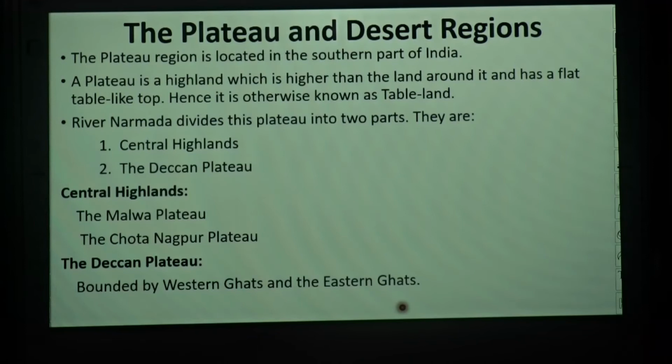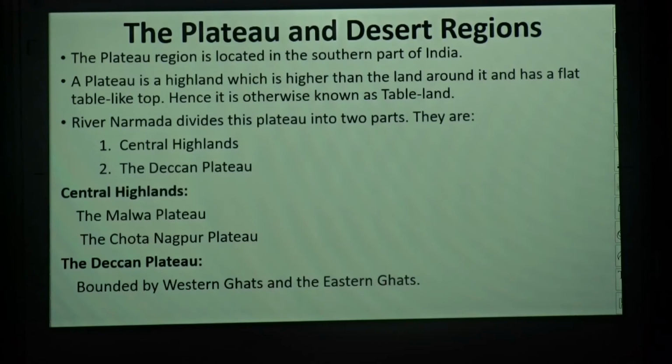So I hope you would have received a video in which I have taught each and everything from this lesson. So the plateau region is divided into two: the Central Highlands and the Deccan Plateau. The Central Highlands consists of the Malwa Plateau and the Chota Nagpur Plateau, and the Deccan Plateau consists of the Western Ghats and the Eastern Ghats. Understood, children?